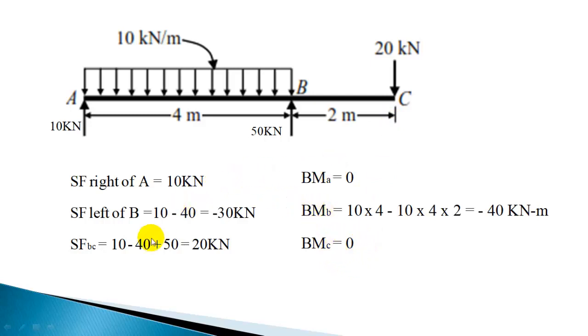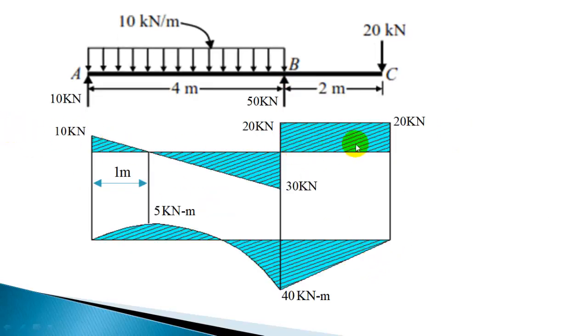So we got the bending moment and shear force at all required points. We will draw the shear force and bending moment diagram. Shear force is varying in this section from 10 to minus 30, and for this section it is constant 20 kilonewton. And now you can draw the bending moment diagram. 0, and here we have calculated as minus 40, and the variation we know is parabolic, and we have a peak here because shear force is changing its sign.